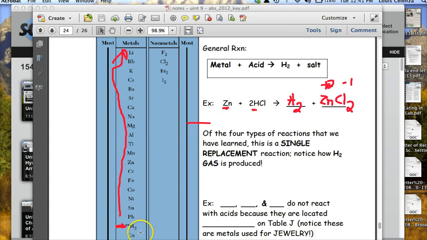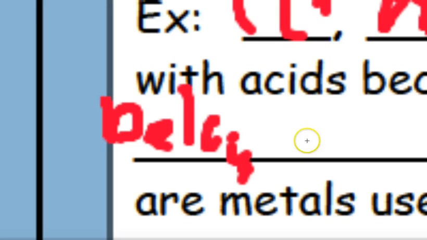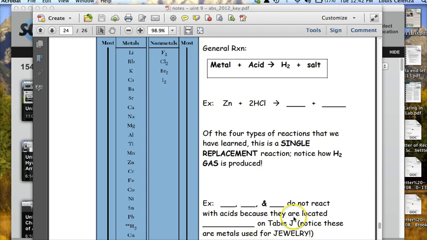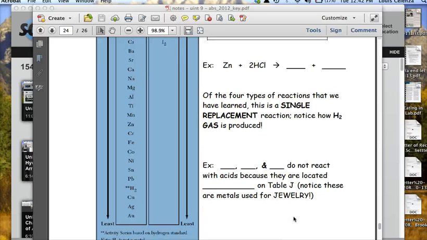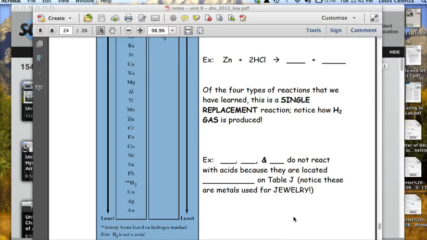The elements that are below H, for example copper, silver, and gold, do not react with acids because they are located below H2 on the table. That's one of the reasons why they're used for jewelry, because they don't react with the oils and stuff secreted from your skin. They're relatively unreactive metals. So any metal that's above H on here will react with an acid. These three will not react with an acid.